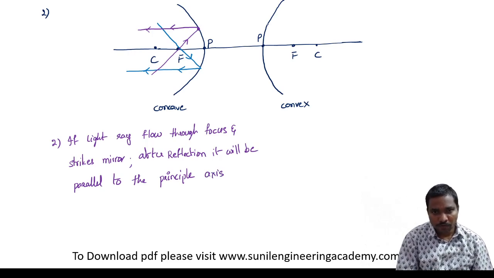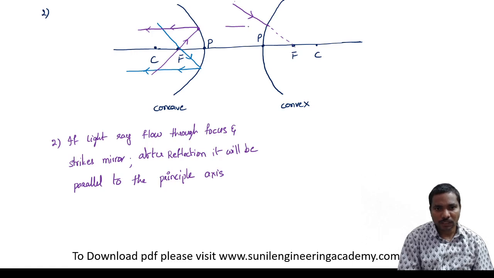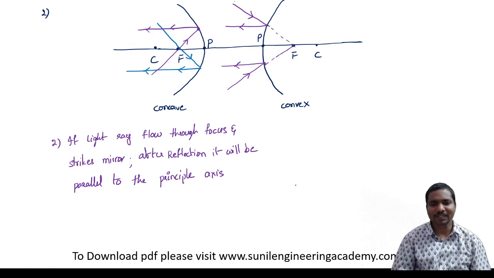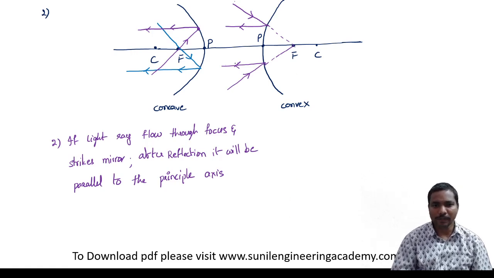Here also, if any one light ray strikes the mirror in the direction of the focus, after reflection it will be parallel to the principal axis, like this. So it diverges and is parallel to the principal axis. Here same, both have the same type of properties. But here, concave converges, convex diverges.